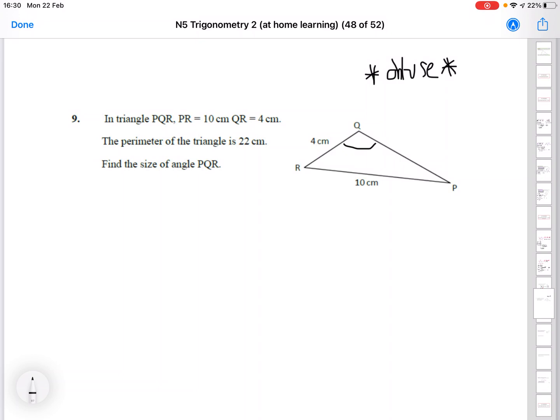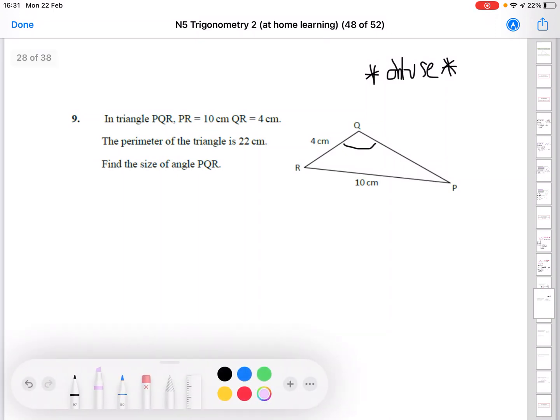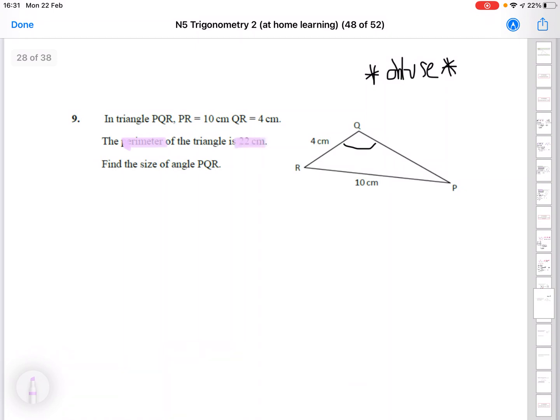So we have a perimeter of 22 centimetres. So to be able to find the missing angle, if we wanted to use sine rule, we would need the angle at P so that we had the matching pair. We don't have that and there's no way to fill that in. So you would be using your cosine rule to do this. For cosine rule, you need all three sides, which is why you've been told the perimeter is 22.